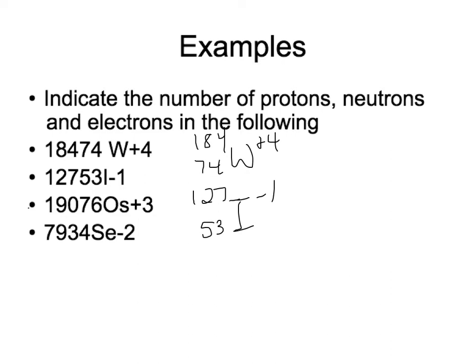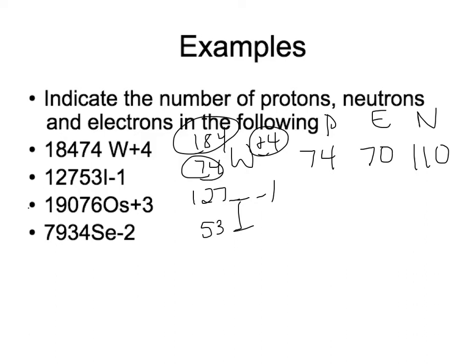All right, for tungsten, which is W, I've got protons, electrons, and neutrons. Tungsten, if we look it up, is 74, which we see right there. The electrons, now there's a plus 4, so it must have lost 4 electrons to give an overall plus 4 charge. And then for neutrons, I'm going to go 184 minus 74, 110.